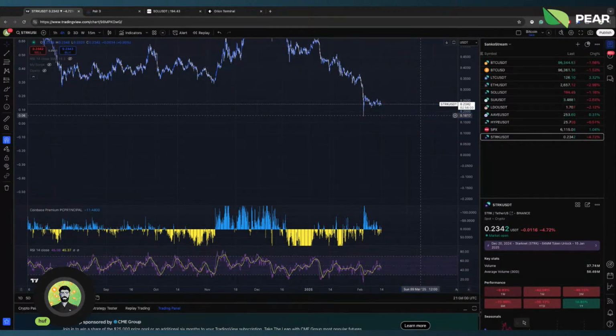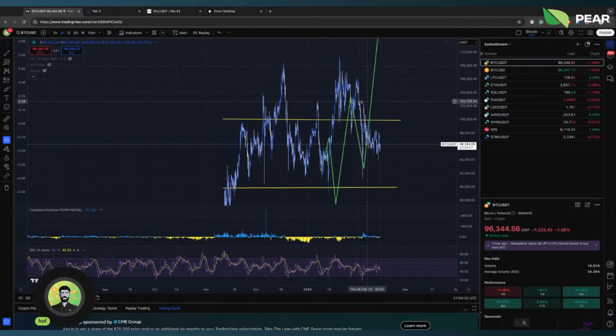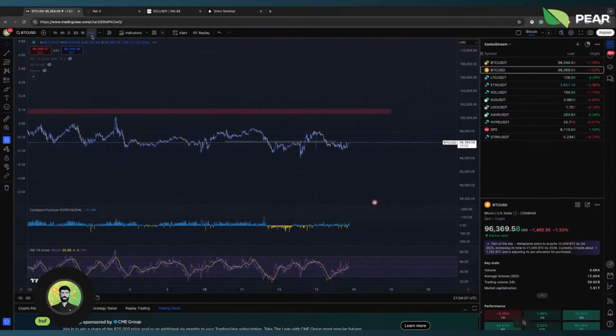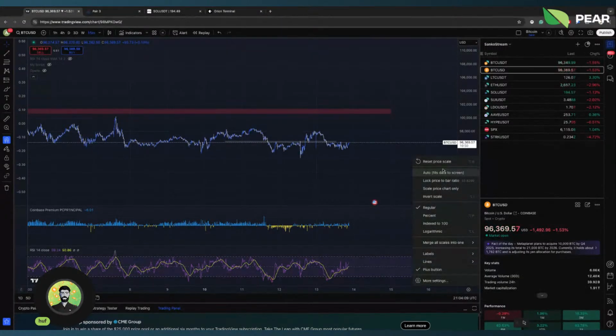The market here, let's just talk more generally about the market. The market's bouncing, which is nice to see, although the Bitcoin is bouncing and other stuff is not really doing much.